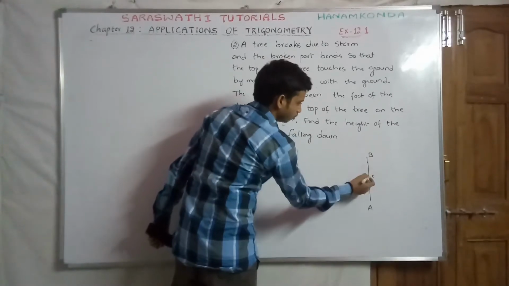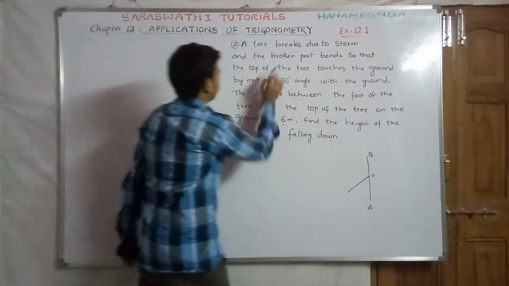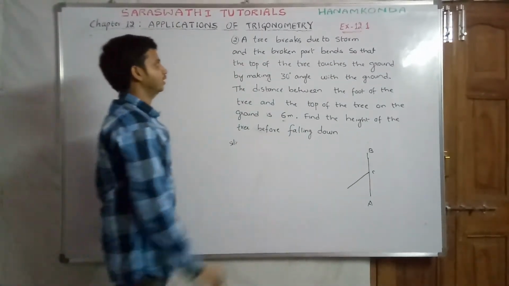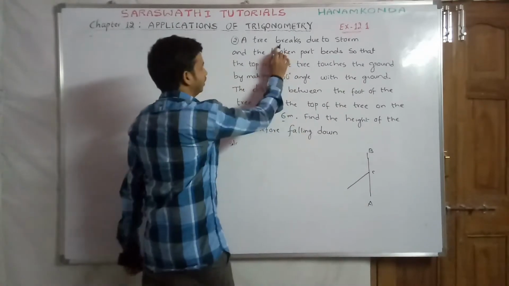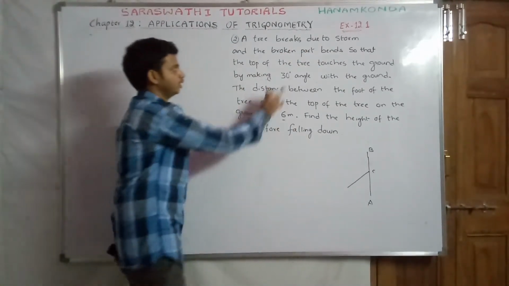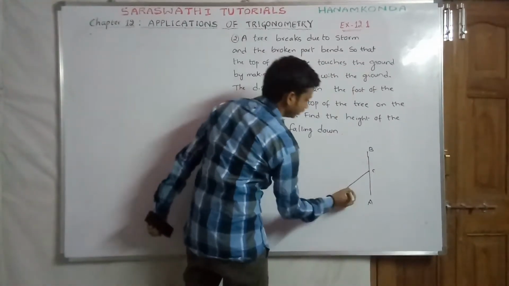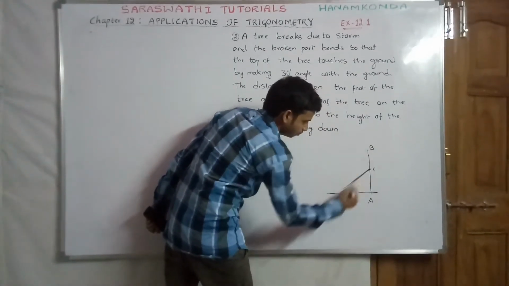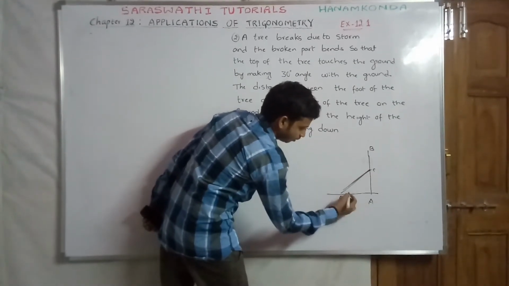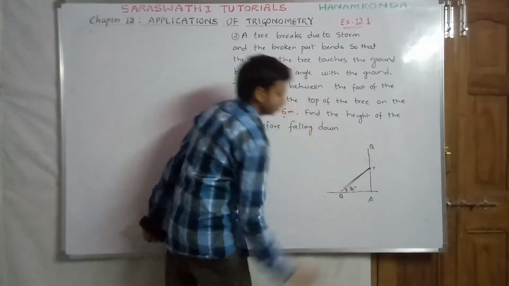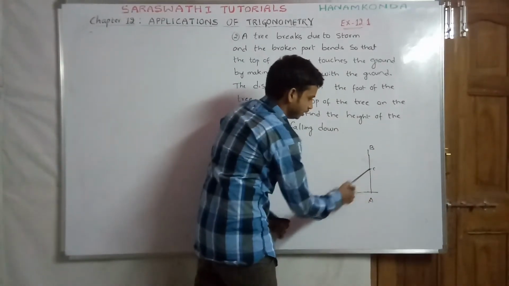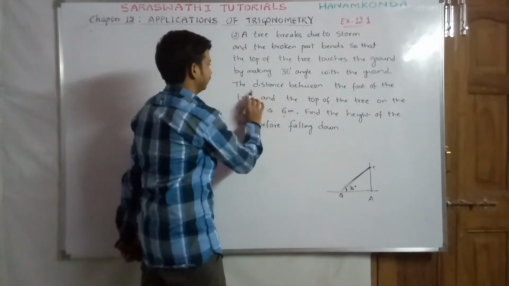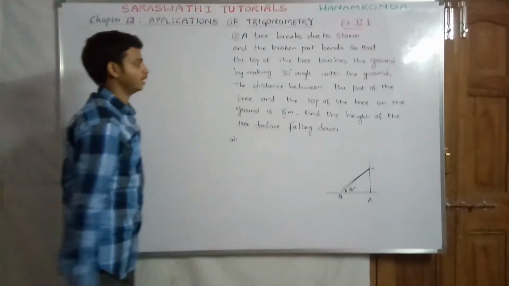So BC is the broken part. It is broken, and the broken part bends so that the top of the tree touches the ground by making 30 degrees with the ground. So this broken part BC bends and touches the ground by making a 30 degrees angle with the ground. That means angle ABC, we can obtain, equals 30 degrees. And it is given that the distance between the foot of the tree and the top of the tree on the ground is 6 meters.